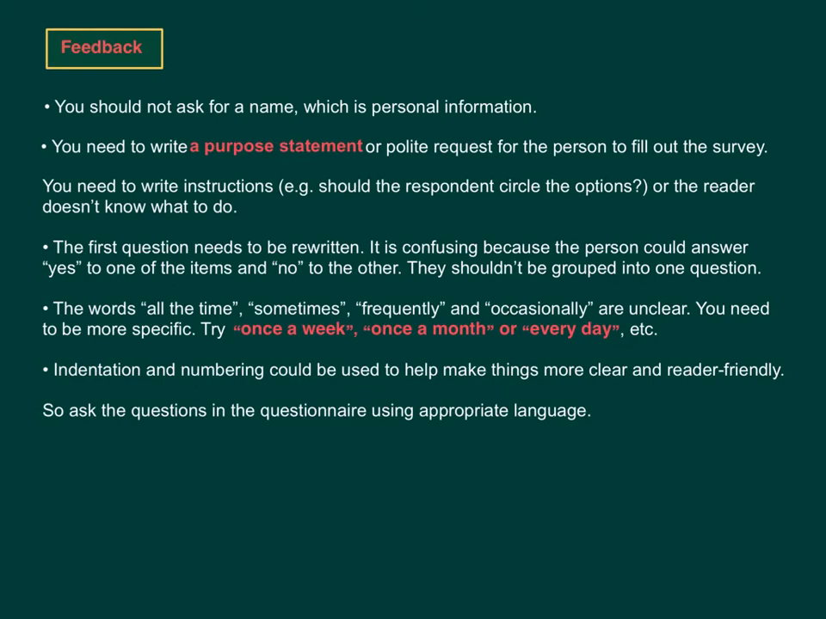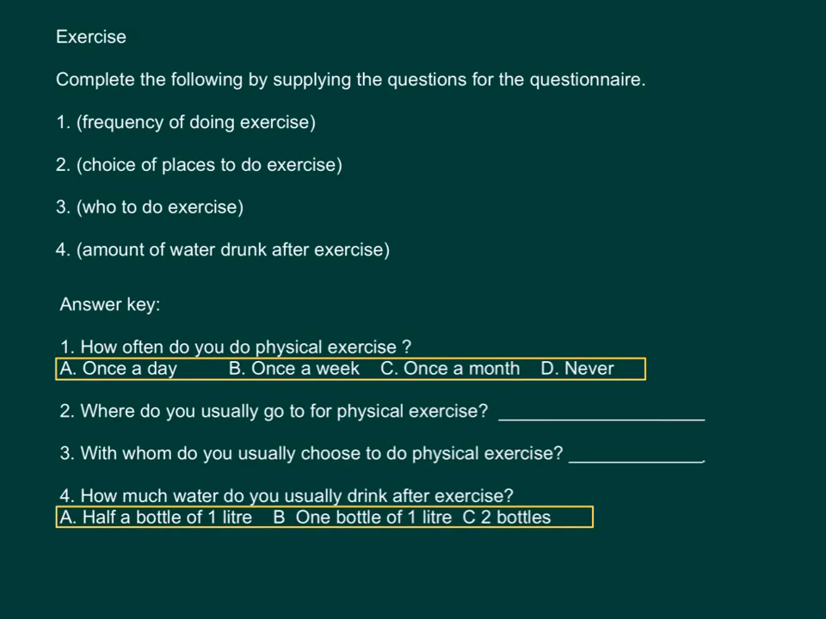Now do the exercise and test for yourself. Exercise. Complete the following by supplying the questions for the questionnaires. 1. Frequency of doing exercise. 2. Choice of places to do exercise. 3. Who to do exercise with. 4. Amount of water drunk after exercise.